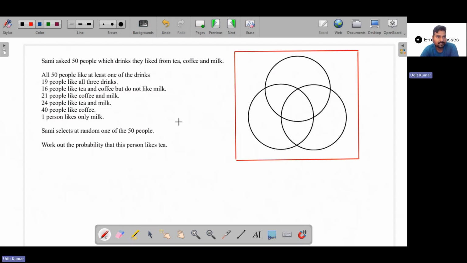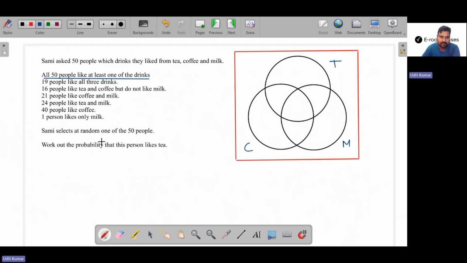In this problem, it is given that Shami asked 50 people which drinks they liked from tea, coffee, and milk. So we'll make this Venn diagram. I will write tea, so this circle represents tea, this circle represents coffee, and this circle represents milk. All 50 people like at least one of the drinks, so there will be nothing outside.